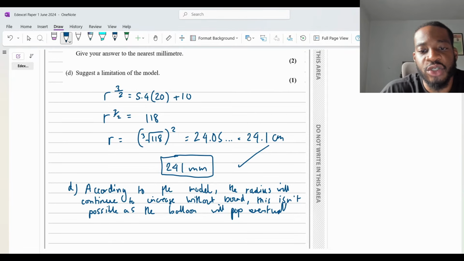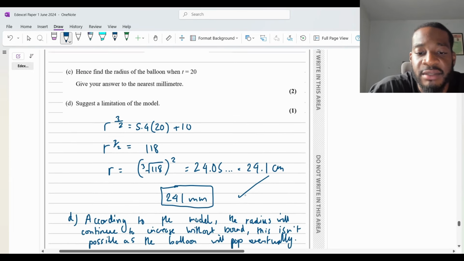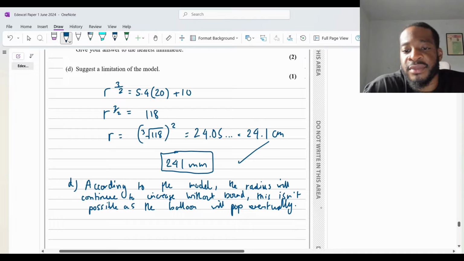Something along those lines. Just as long as you just relate it to the fact that the radius can't keep increasing, you put it in context. Remember, the balloon is being inflated. Balloon's gonna pop eventually, right? There's nothing about the model that signifies that. So yeah, that would be your part D. And yeah, that's it.